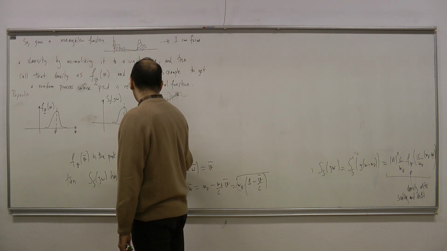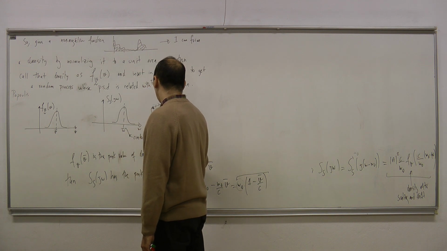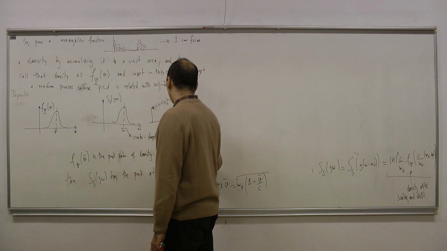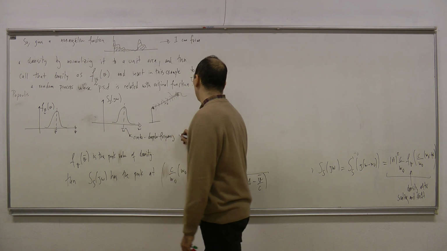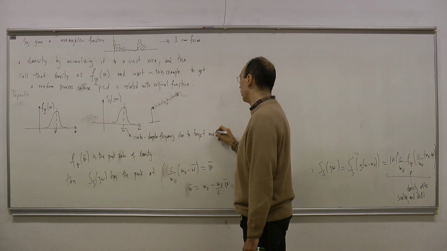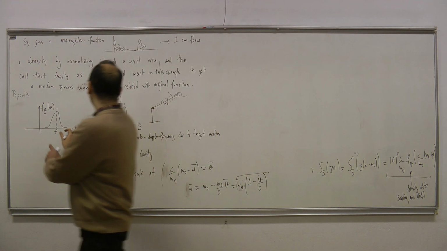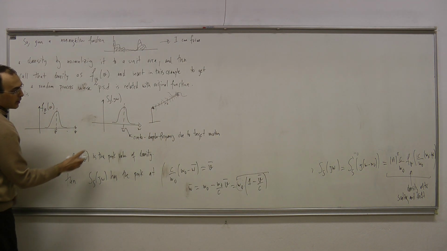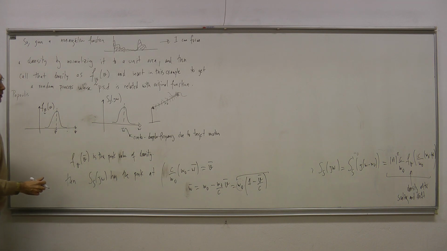So this is the center Doppler frequency due to target motion. Target, let's say, motion or velocity. So this is the mean target velocity. So we get something like this. Doppler effect at that.